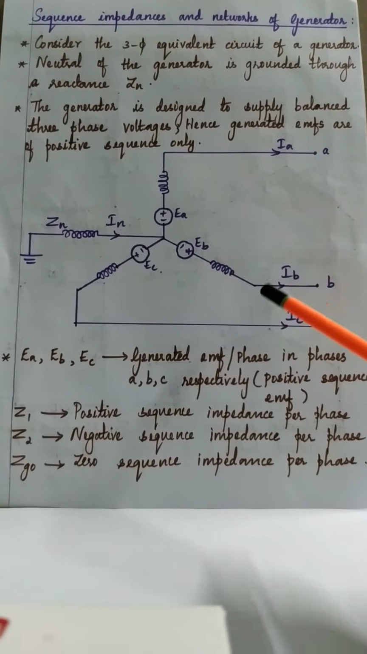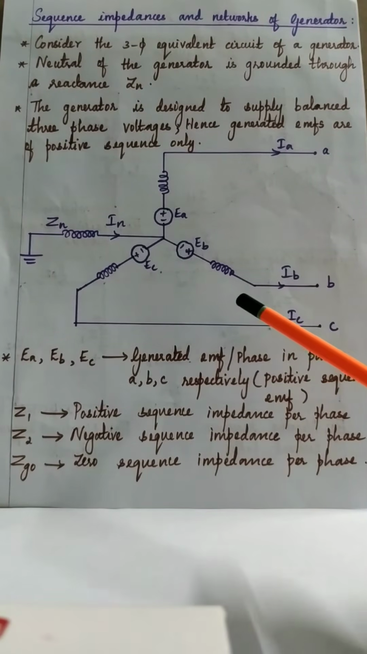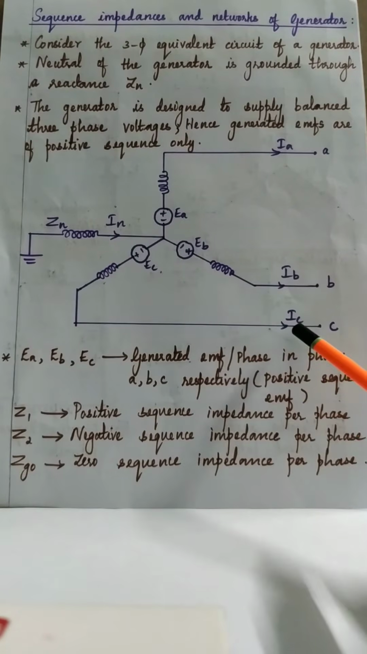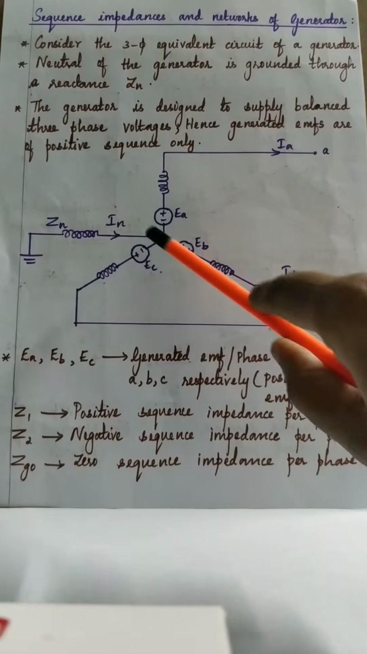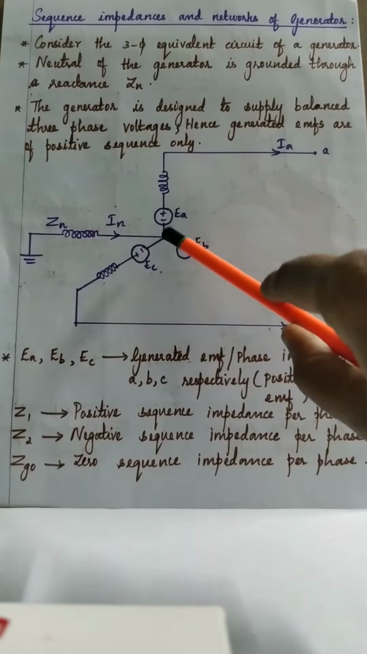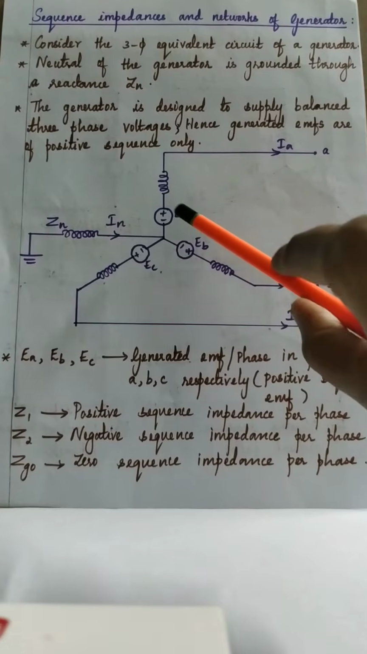In the case of a balanced circuit, we know IA plus IB plus IC is equal to 0. So no current flows through the neutral wire in a balanced circuit. IN will be equal to IA plus IB plus IC, which is equal to 0. Whereas in the case of an unbalanced circuit or an unbalanced load, there will be some neutral current. Looking at this diagram, it is a three-phase generator, so it should supply balanced three-phase voltages.